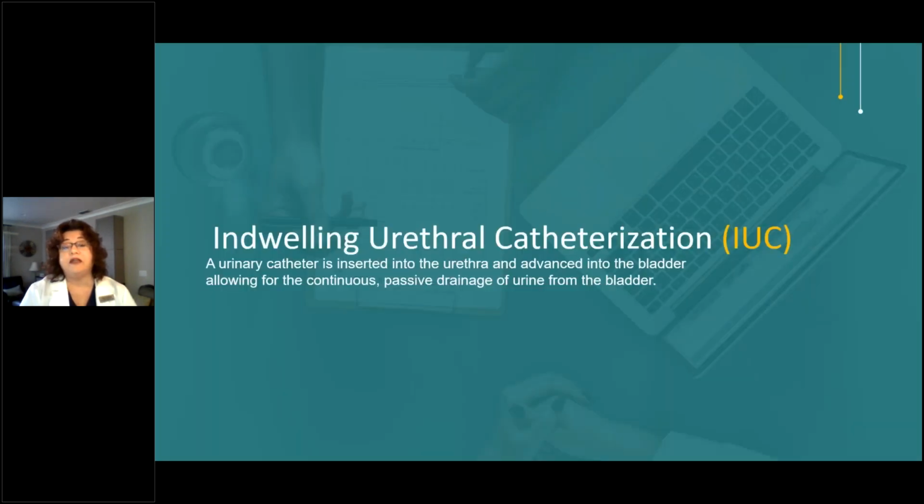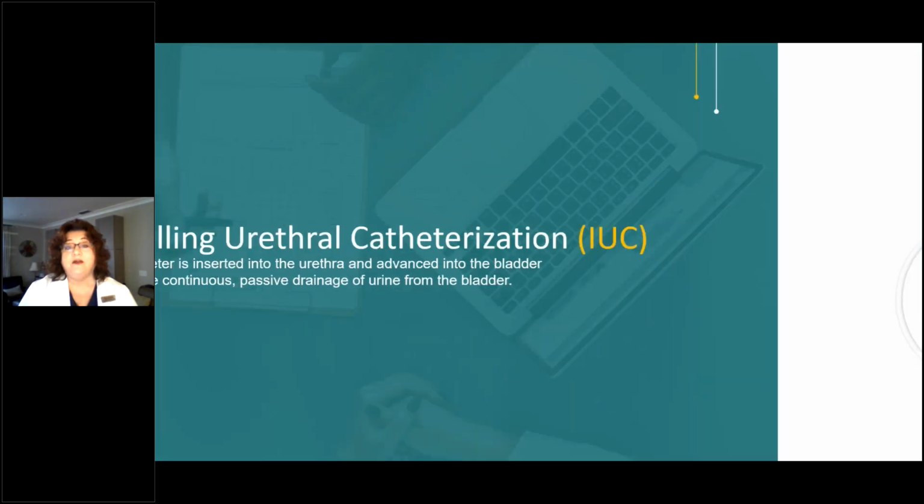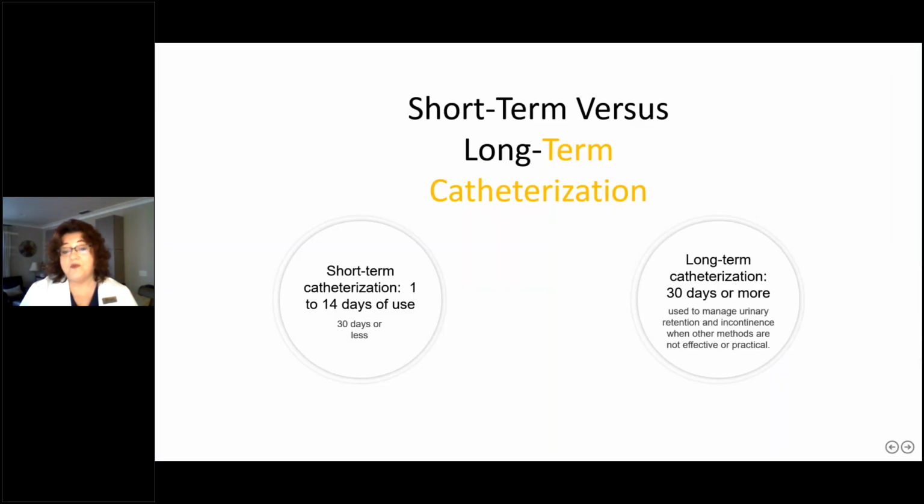Indwelling urethral catheterization. It is a catheter that's inserted into the urethra and advanced on into the bladder. This does allow for continuous passive drainage of urine from the bladder. Some are short-term, which would be 1 to 14 days of use, anything really less than 30 days. And then, of course, there's the 30 days or more, which is long-term catheterization. That's used to manage urinary retention and incontinence and when other methods are not effective.